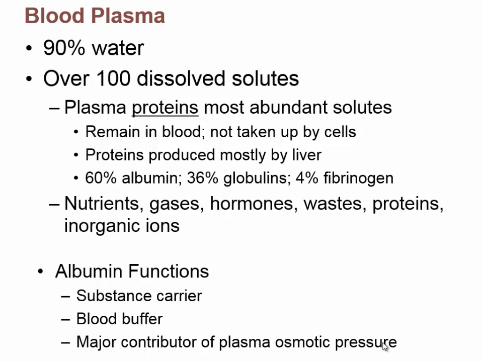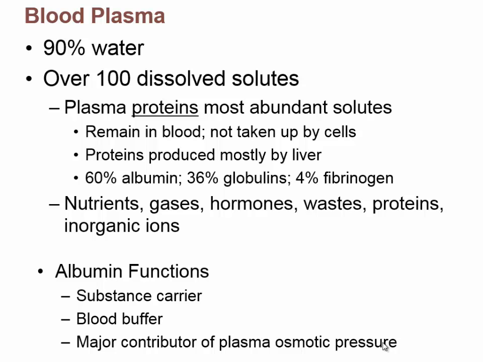There are over 100 dissolved solutes in your plasma. The biggest ones, the most common things in your plasma, are proteins. So they're the most abundant solutes. A lot of these plasma proteins remain in that blood plasma. They're not taken up by cells. Cells have lots of proteins in them to do various jobs. Some proteins just hang out in the blood and in the plasma to do their own job. Most of the proteins are made in the liver, and then they stay in the blood.